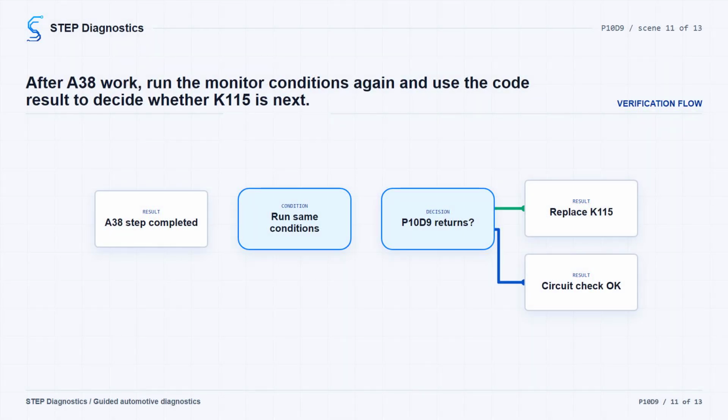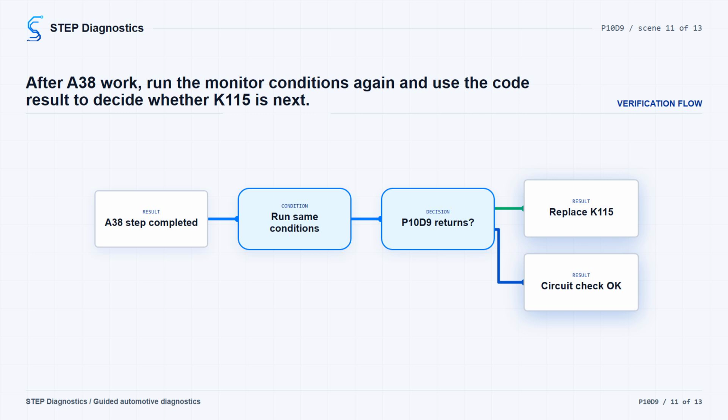After the A38 testing or replacement step, operate the vehicle within the same monitor conditions or within the captured conditions from when the fault occurred, and confirm P10D9 does not set. If the code sets again at that point, replace the K115 reductant control module. If it does not set, circuit testing is all okay.